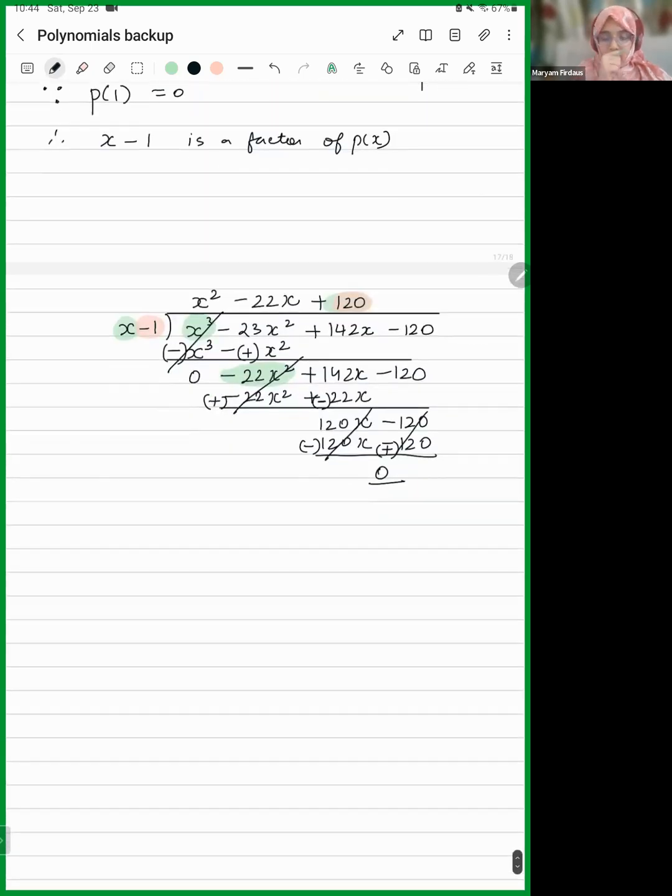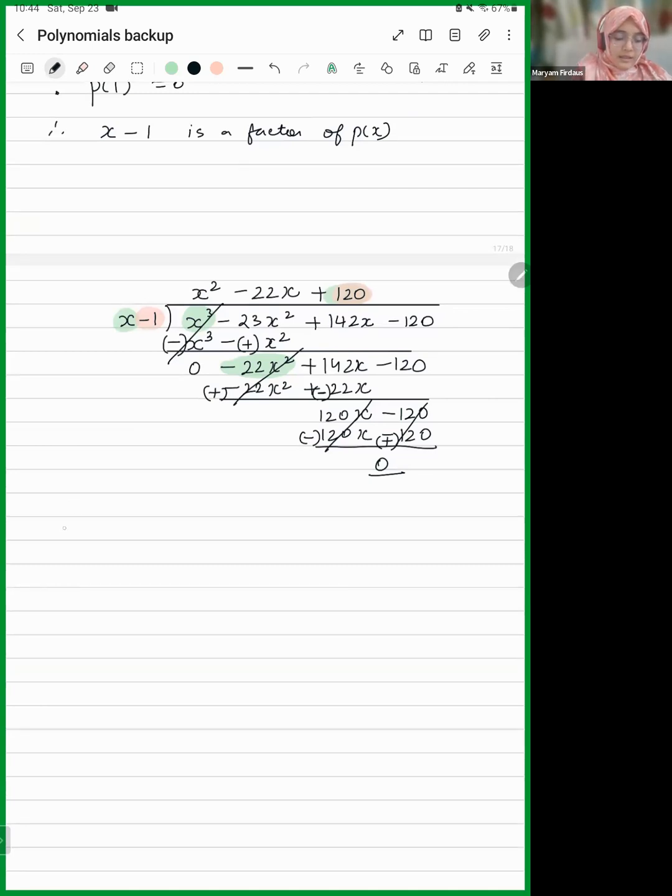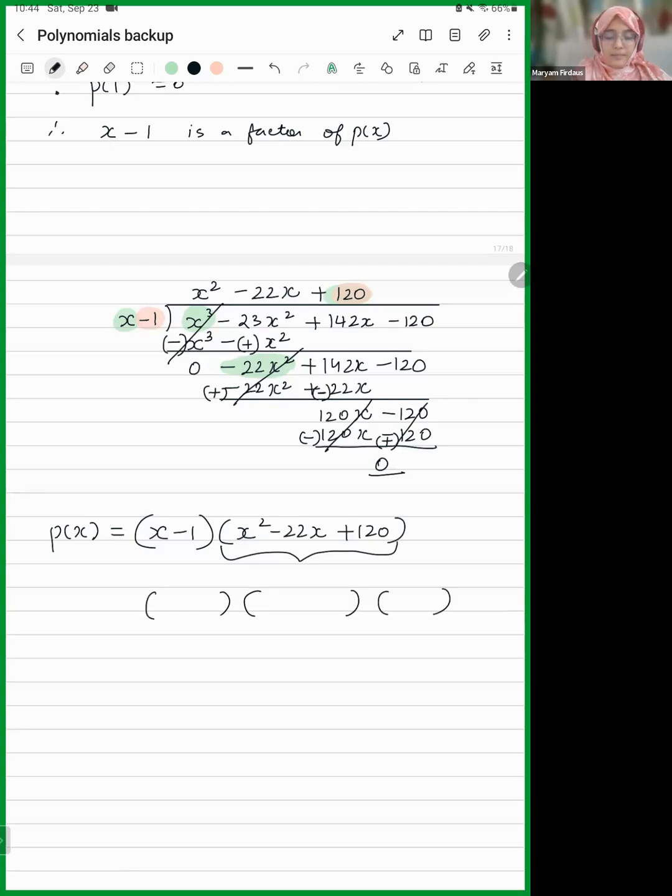So what this means is x minus 1 into x square minus 22x plus 120 gives us p of x. Now you have to factorize this as well, so that you get the three factors. So 120's factors. Now what we will do here is the same thing we know how to do in splitting the middle term of a quadratic polynomial.